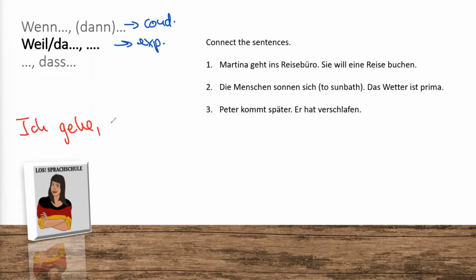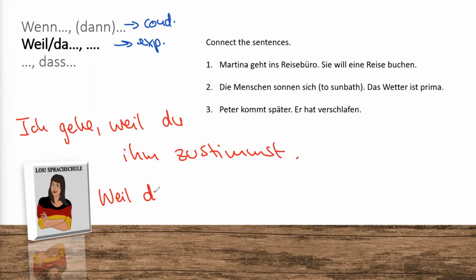Ich gehe, weil du ihm zustimmst. I go because you agree with him. Or we can say, weil du ihm zustimmst, Komma, gehe ich.